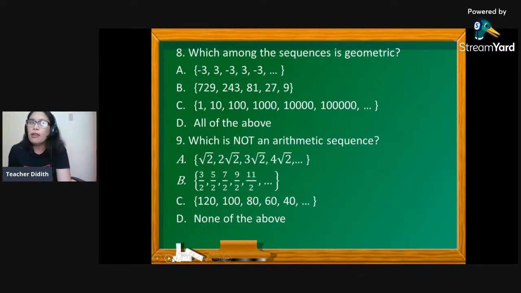So number 8 muna tayo, although naipakita na yung number 9. So let's concentrate on number 8 first. Okay?